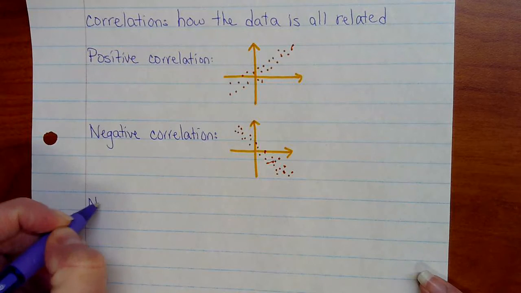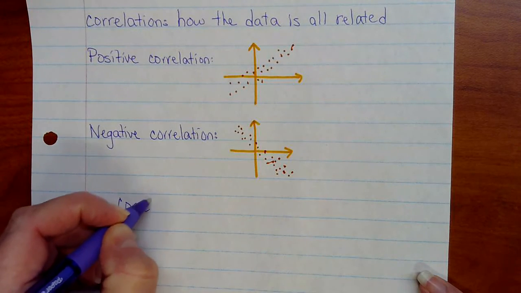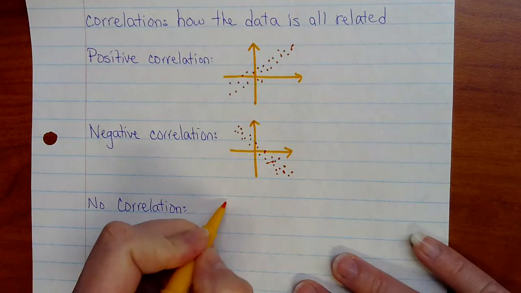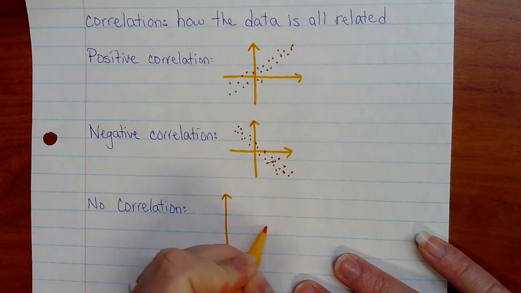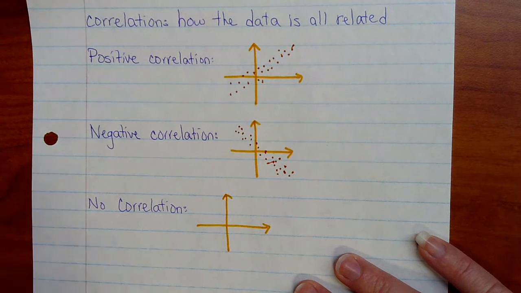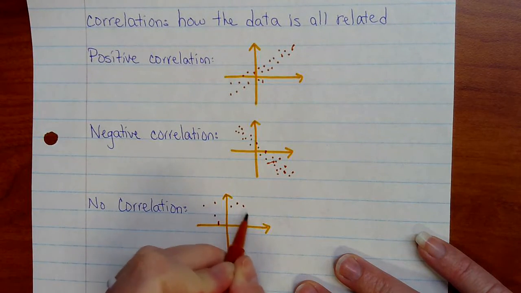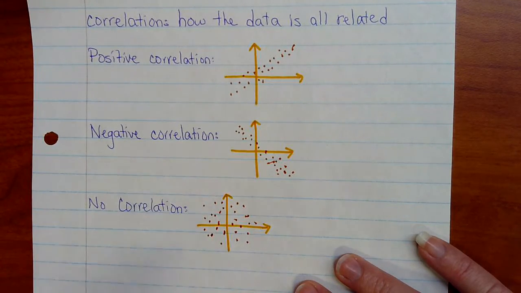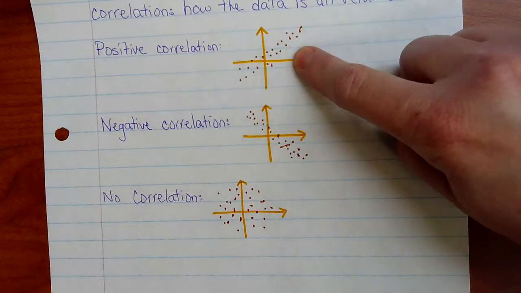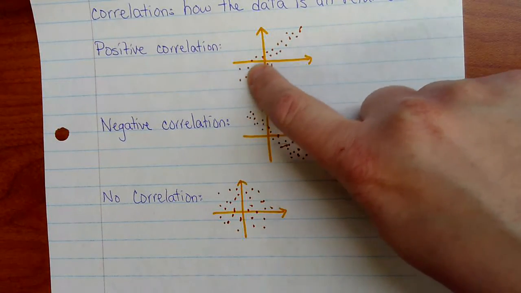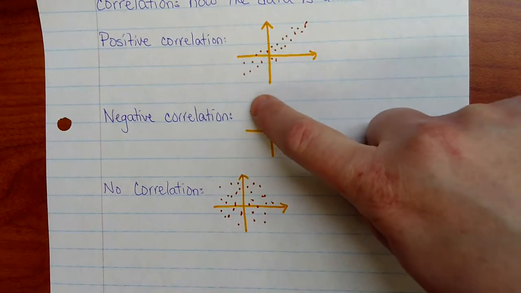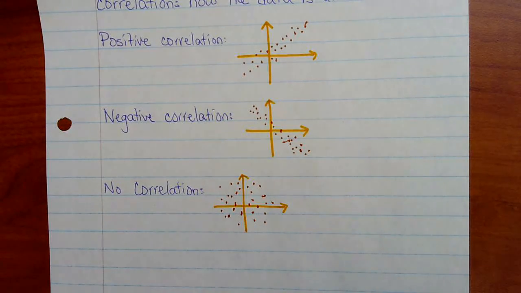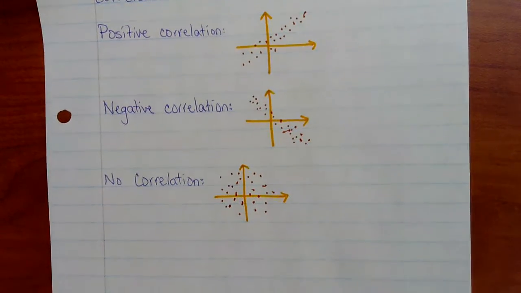Now the last one, no correlation, that's the data that is basically skewed and it's just all over the place. If we have a coordinate plane, the no correlation would be literally all over the place. You can't tell if it's going up or down. The points are just all scattered about. So you either have a positive correlation with your slope going up, negative correlation with your slope going down, or no correlation, where there's just nothing going on between them.